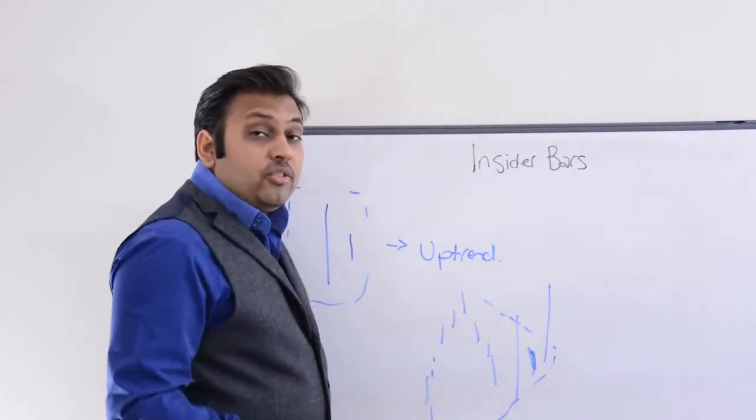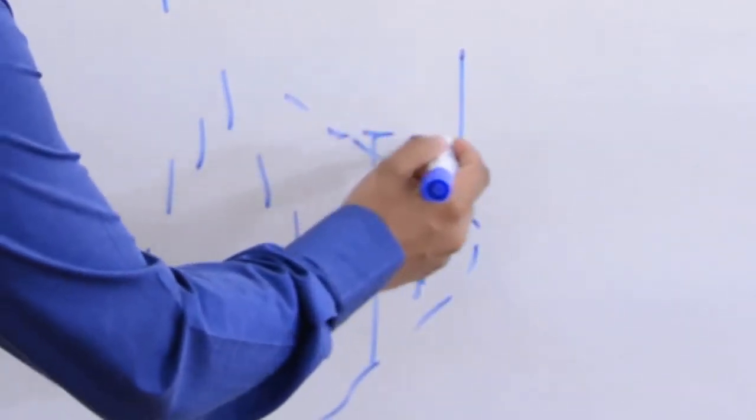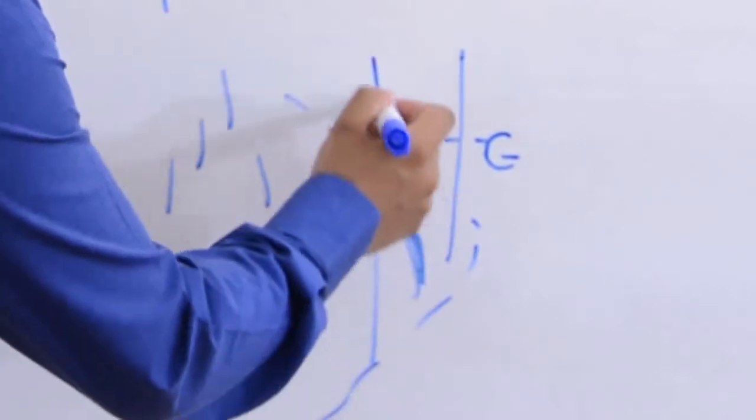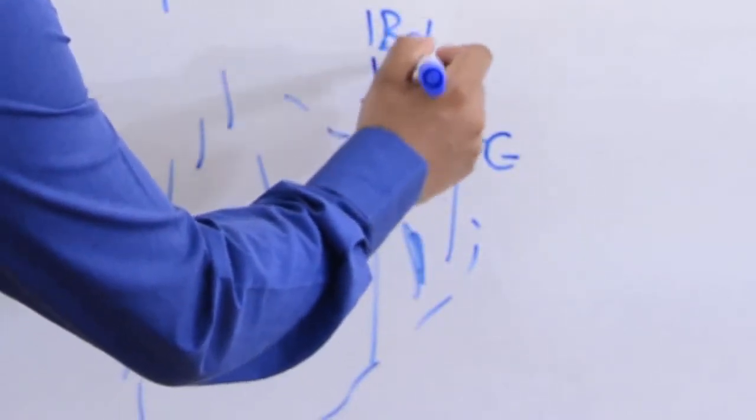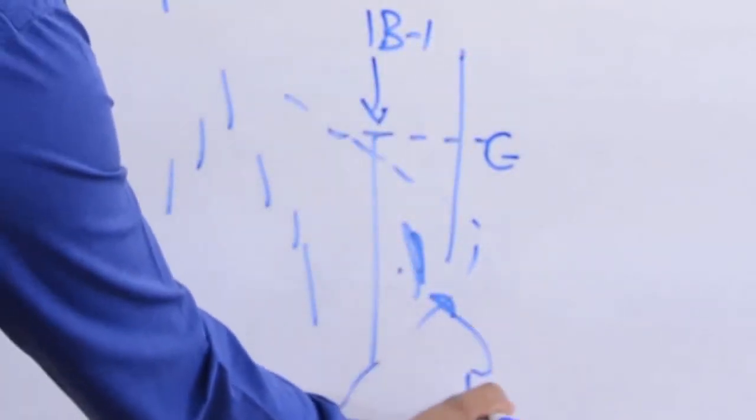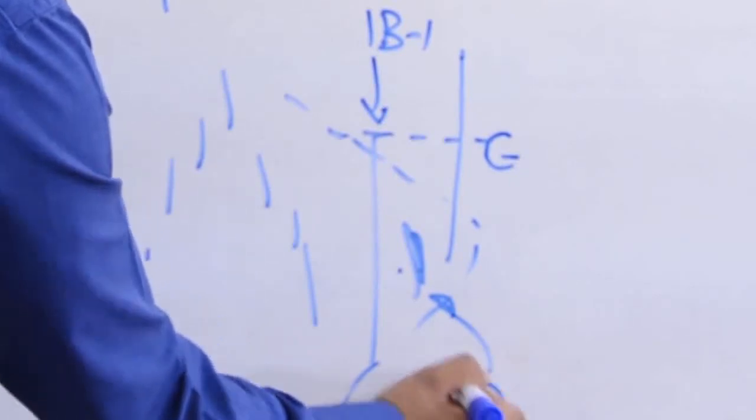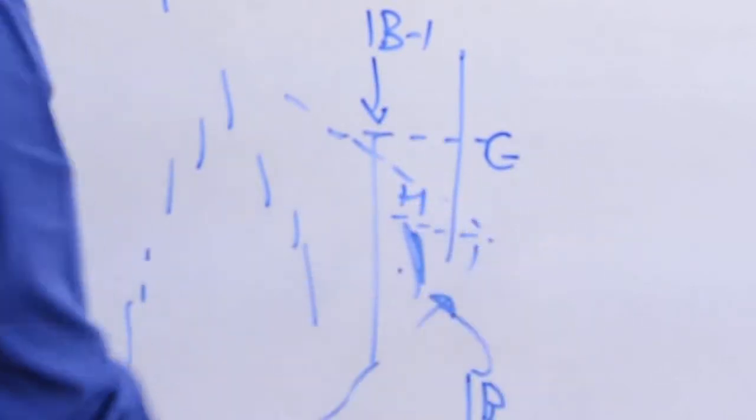So of course there are lots of different entry points you can use. You could use the high of the previous bar to the inside bar. Let's call it inside bar -1. So this is basically IB -1. You could also use the inside bar's high just there. So IB's high. You could get into the trade there.